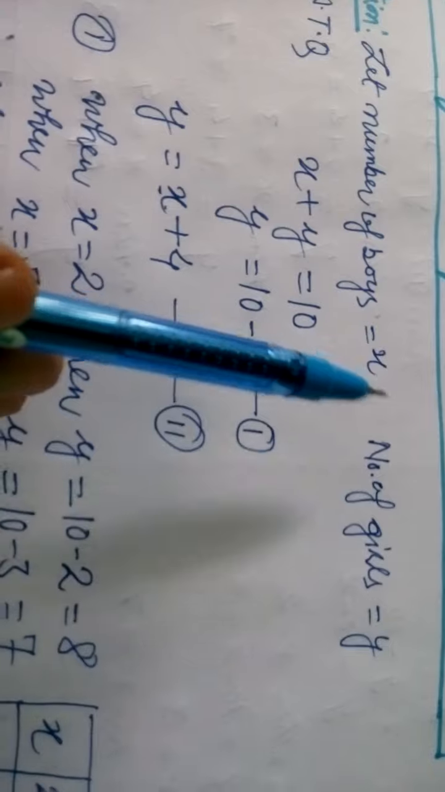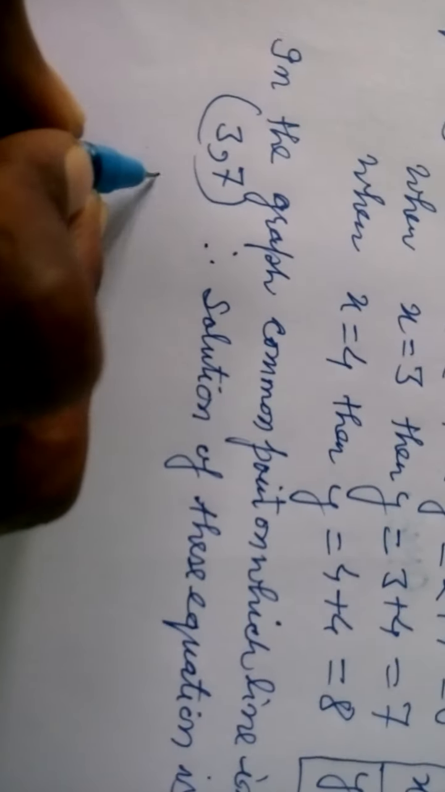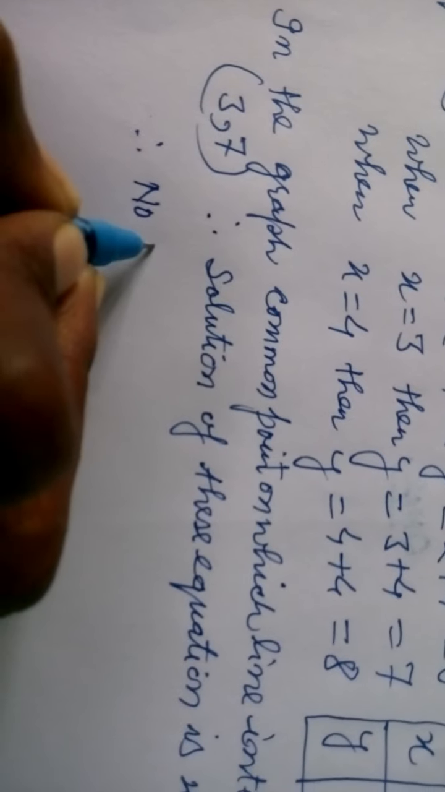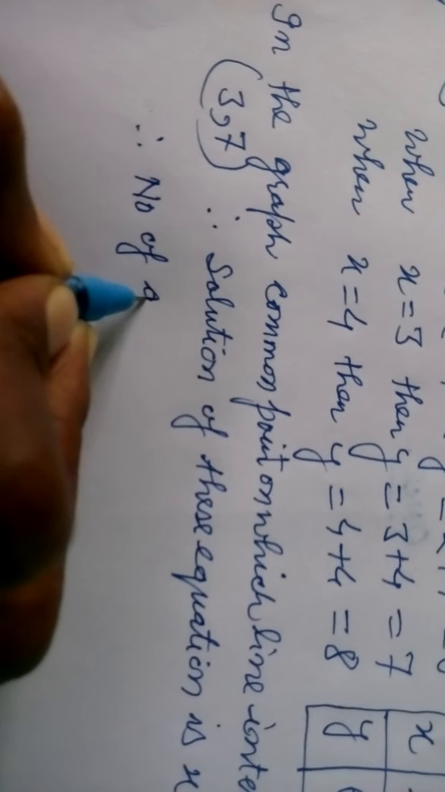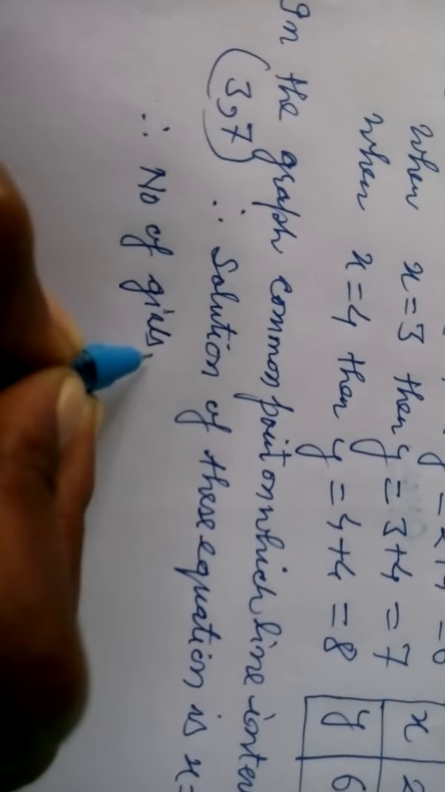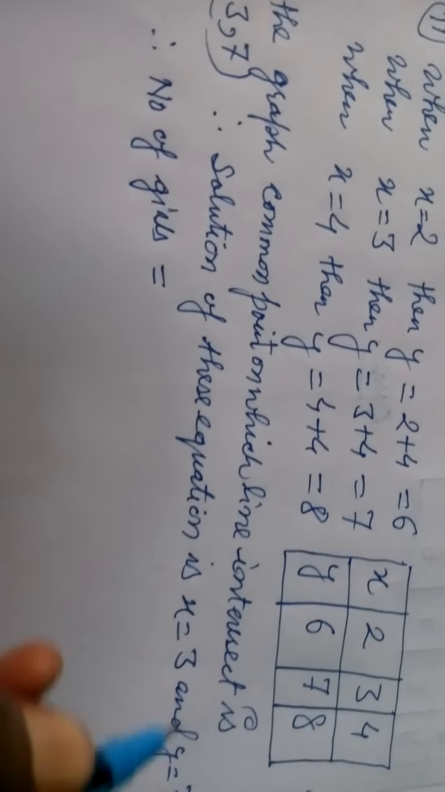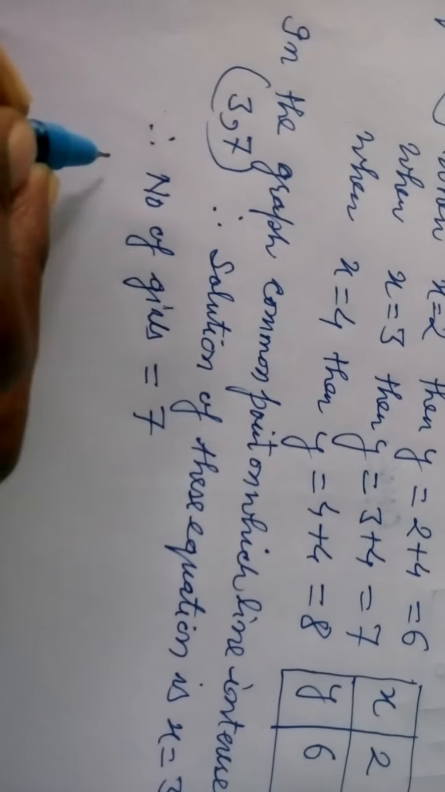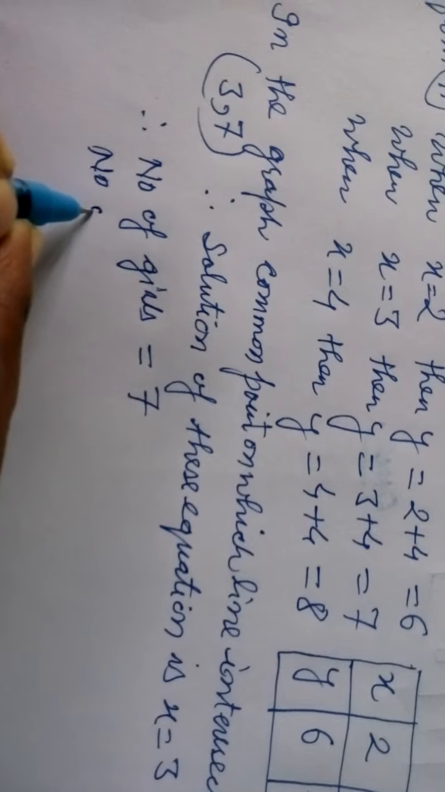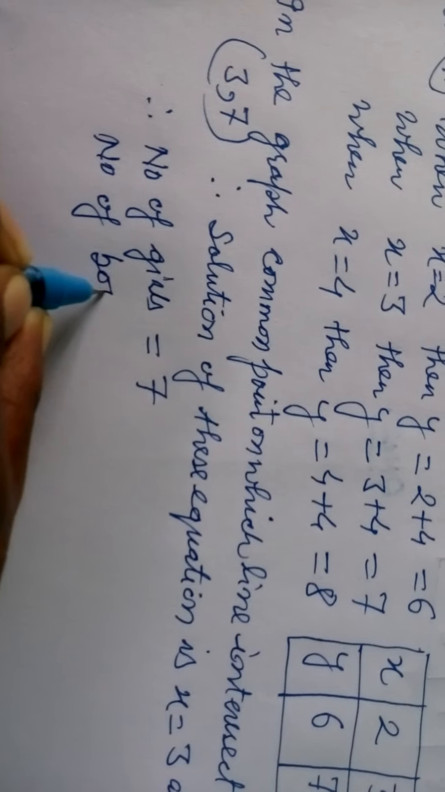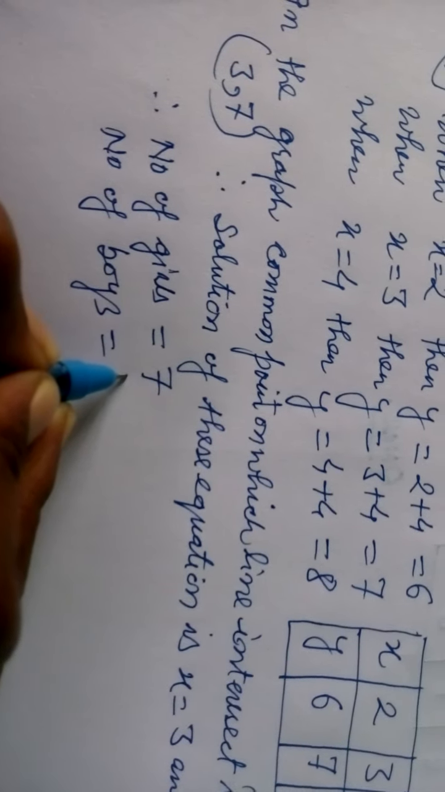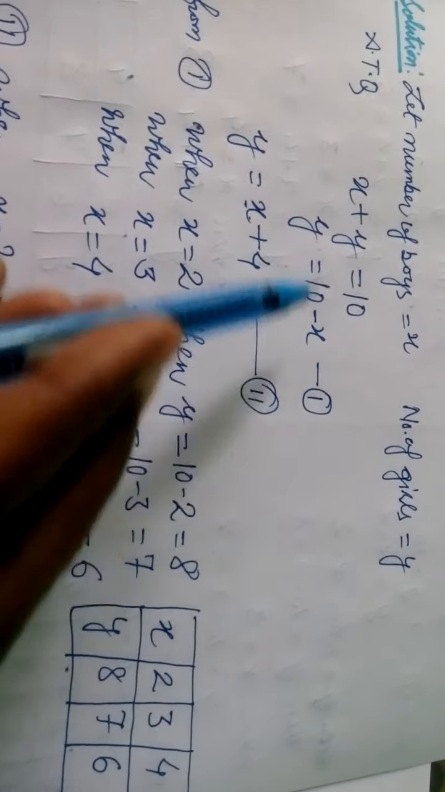Okay, so in this way I got the solution. I have considered x as the number of boys and y as the number of girls. So the number of girls is equal to y. So the number of girls was 7, and the number of boys was 3.